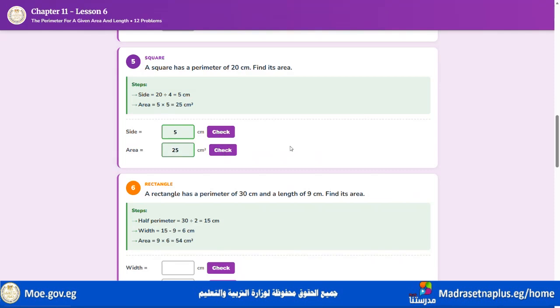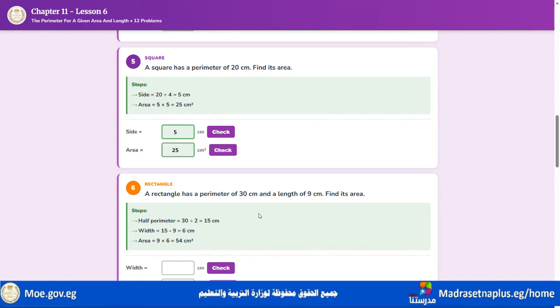This is important. What about if you have an area? Can you get the perimeter? It's easy. If you know the perimeter of a square, you can get its area by getting its side. If you know the area, you can get the perimeter. If you know the perimeter, you can get the area.